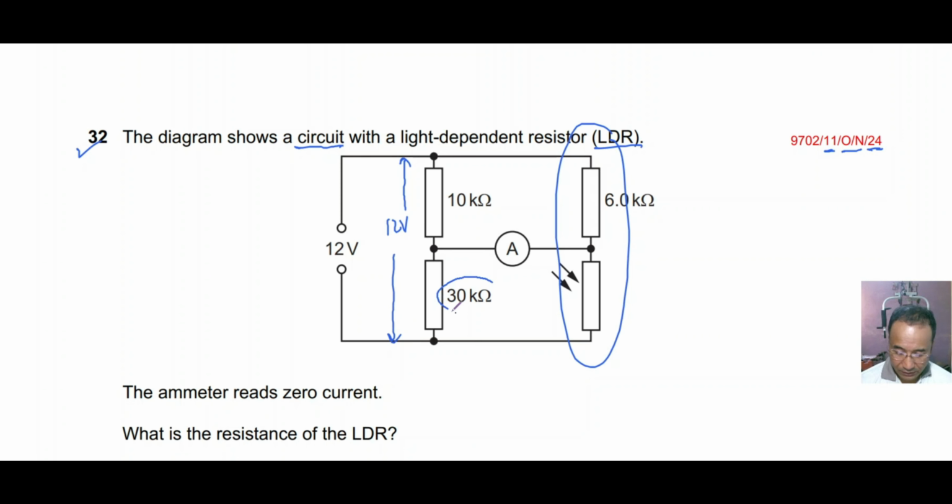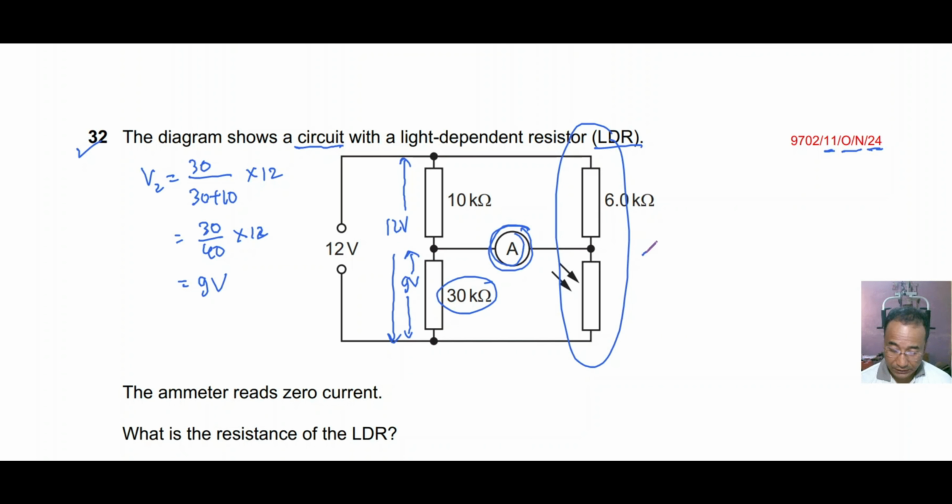Now the PD across this thing, let me say this is V2, is equal to 30 by 30 plus 10 into 12. So this is 30 by 40 into 12, so 3 by 4 of 12, which is equal to 9 volt. Now if this ammeter has to read zero current, and this PD here is 9 volt, it means that this also must have 9 volt.